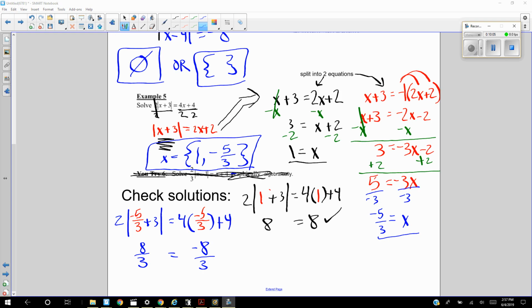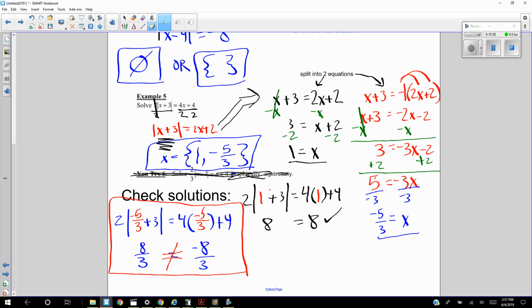All right, so then when we check the solution, remember that's an important step, you'll see that the solution 1 does work. It gives us 8 equals 8 on the left-hand side, but over here, when we substitute negative 5/3 into the left-hand side and the right-hand side, these do not match up. The left side does not equal the right side, so negative 5/3 we need to erase. That is not a solution. It's called an extraneous solution, something we're going to talk more about later on in the semester.